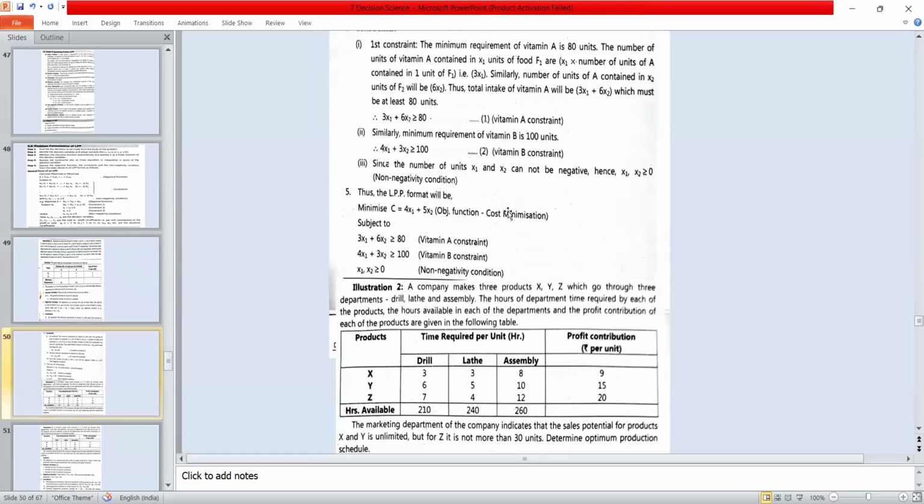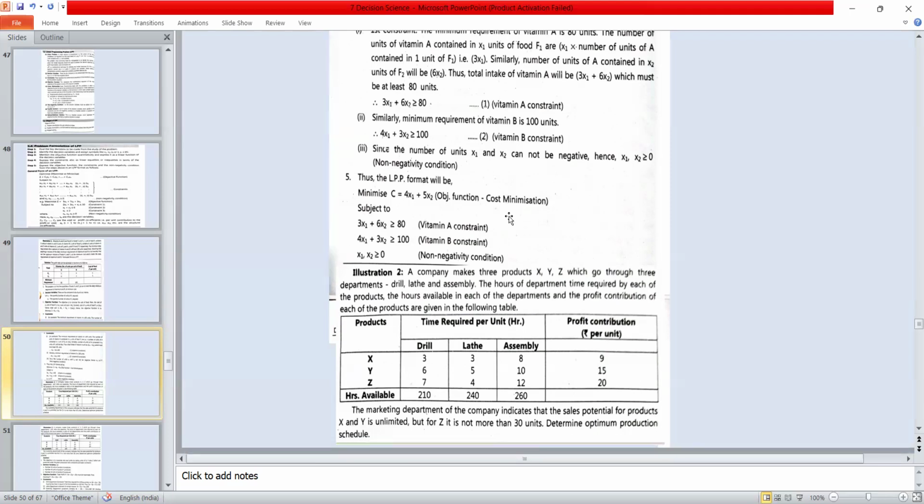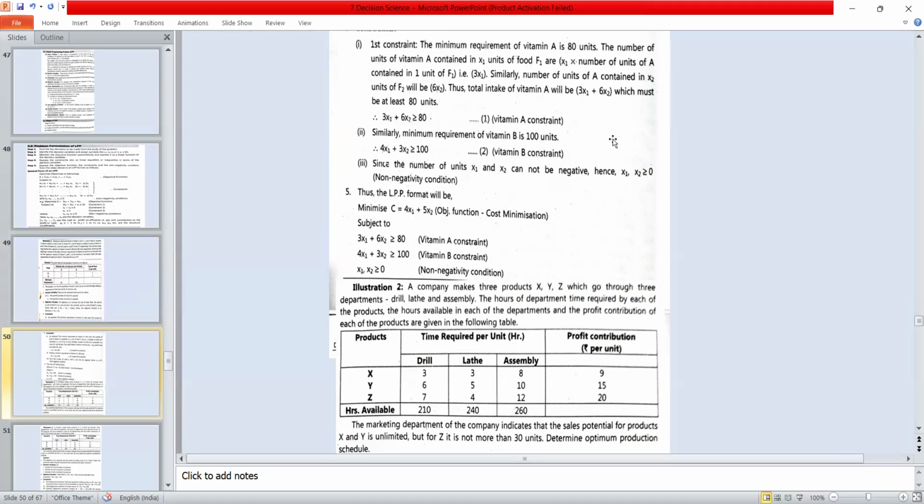Minimum requirement of A is 80 units. The number of units of vitamin A contained in x1 units of food F1 is x1 times the number of units of A contained in 1 unit of F1, that is 3x1. Similarly, the number of units of A contained in x2 units of F2 will be 6x2. So the total intake of vitamin A will be 3x1 plus 6x2, which must be at least 80 units. So 3x1 plus 6x2 is more than or equal to 80. That is the vitamin A constraint.